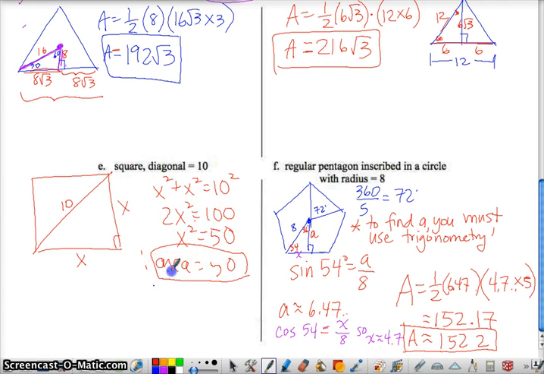Well, I'm trying to find the area, and the area is x times x. So I'm just stopping there. Why take the square root only to go back and multiply them together, right? The area is x times x, which is x squared, and x squared equals 50, therefore I'm done after this step. It's just 50.